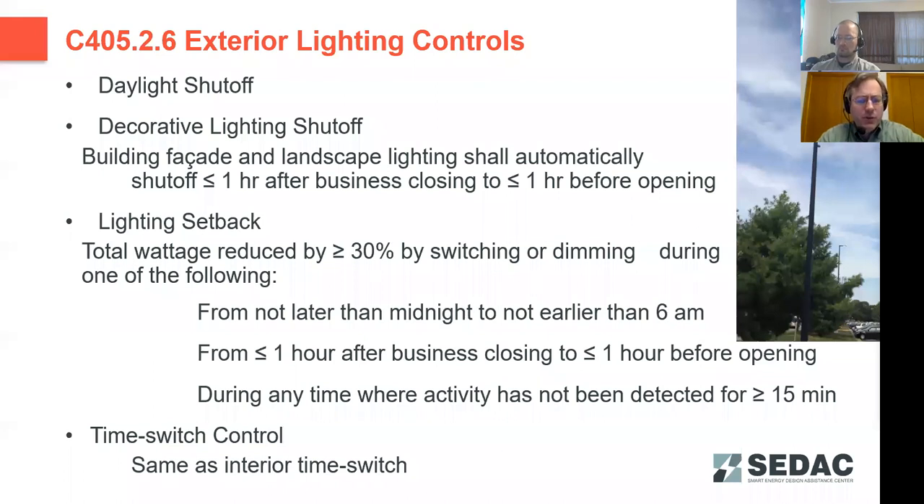It provides 3 different methods. First being the time from midnight to 6 a.m., turning that setback on. Next being just again 1 hour of close of business to 1 hour of opening a business. So if you choose that one, then you can use the same time switch controls for your decorative lighting shutoff as you do for your lighting setbacks. So that is one option where you can overlap the functionality and combine those into a single timer.